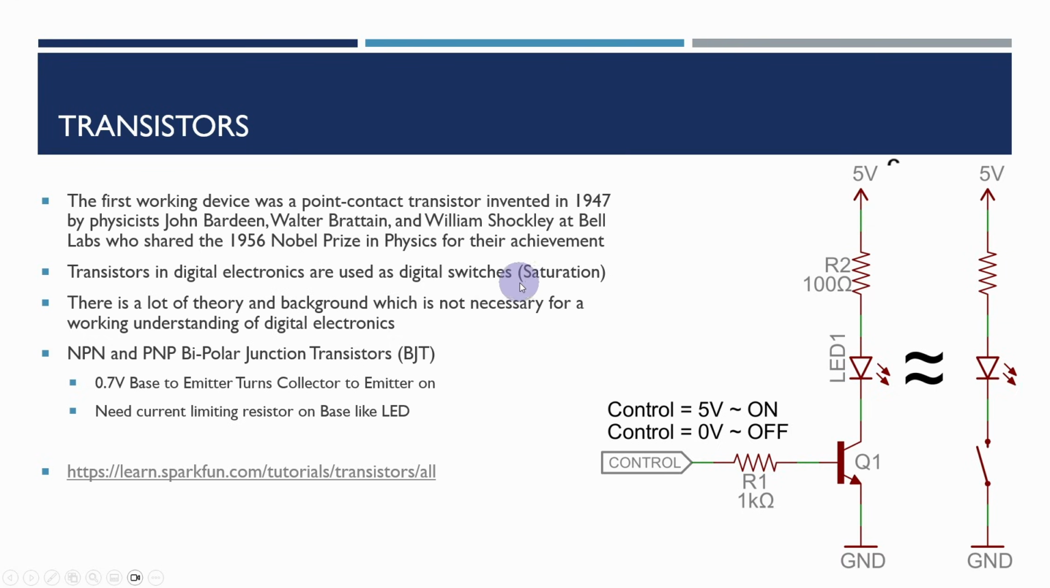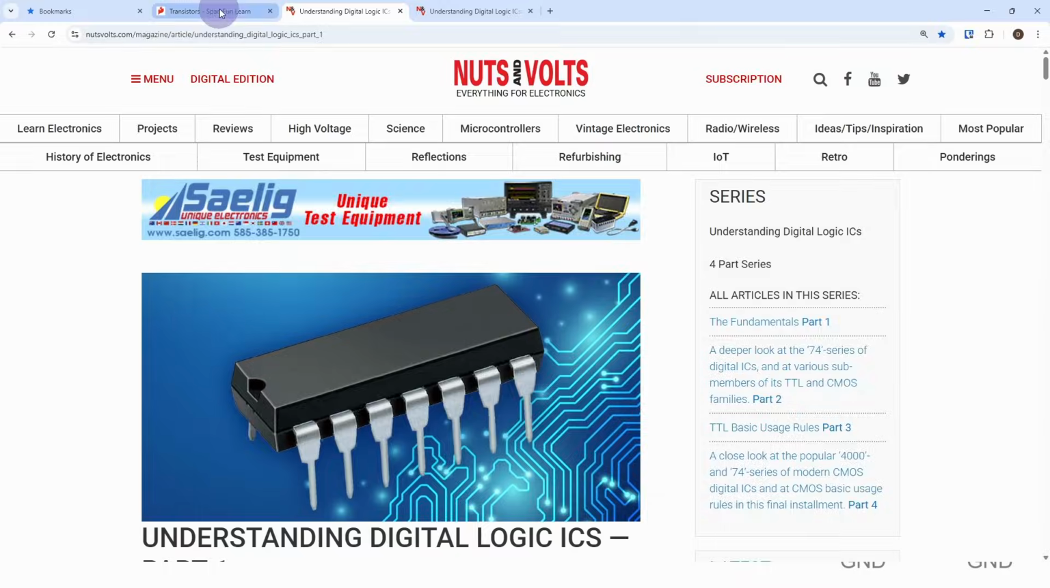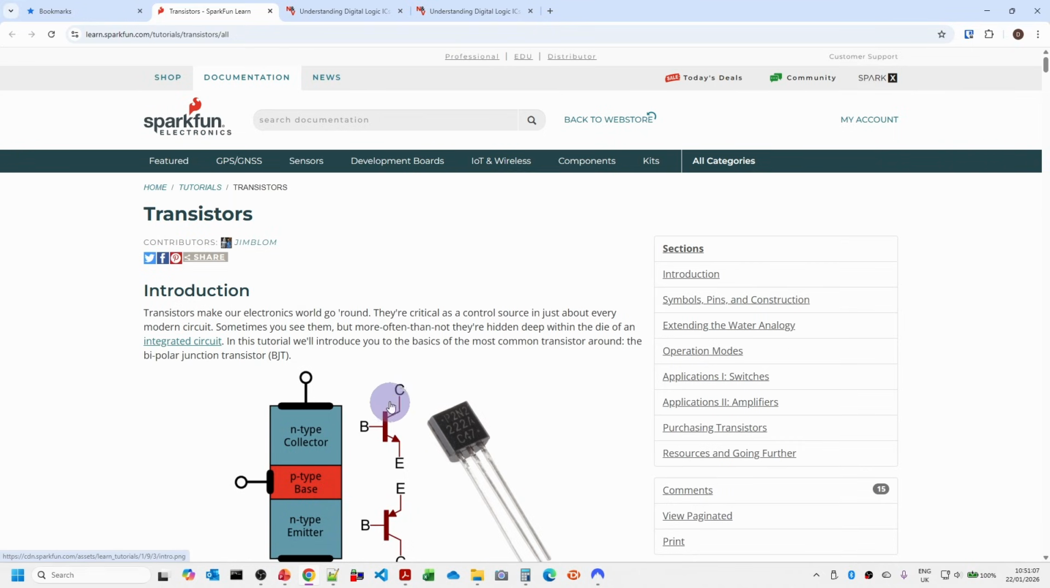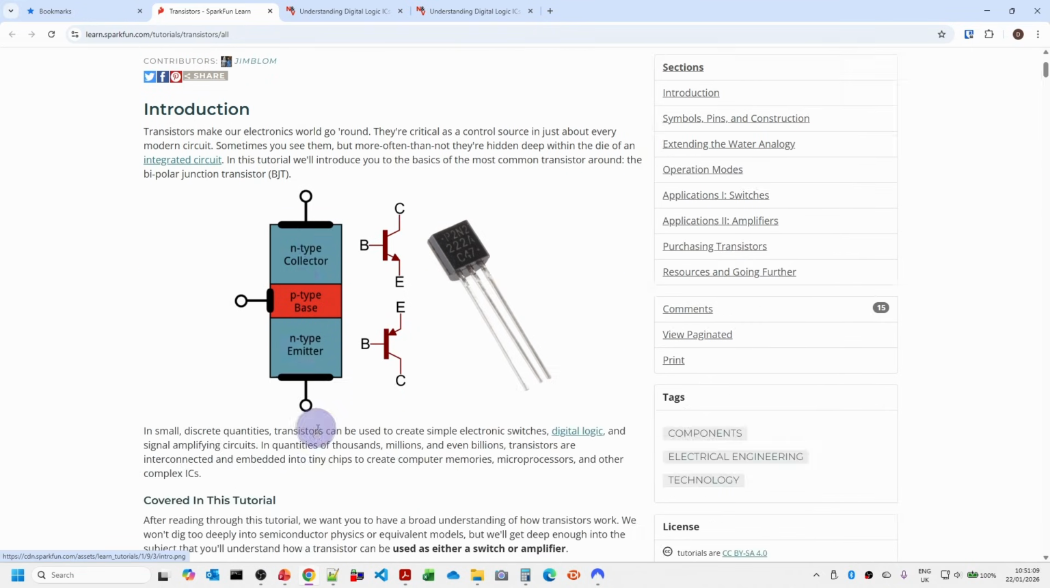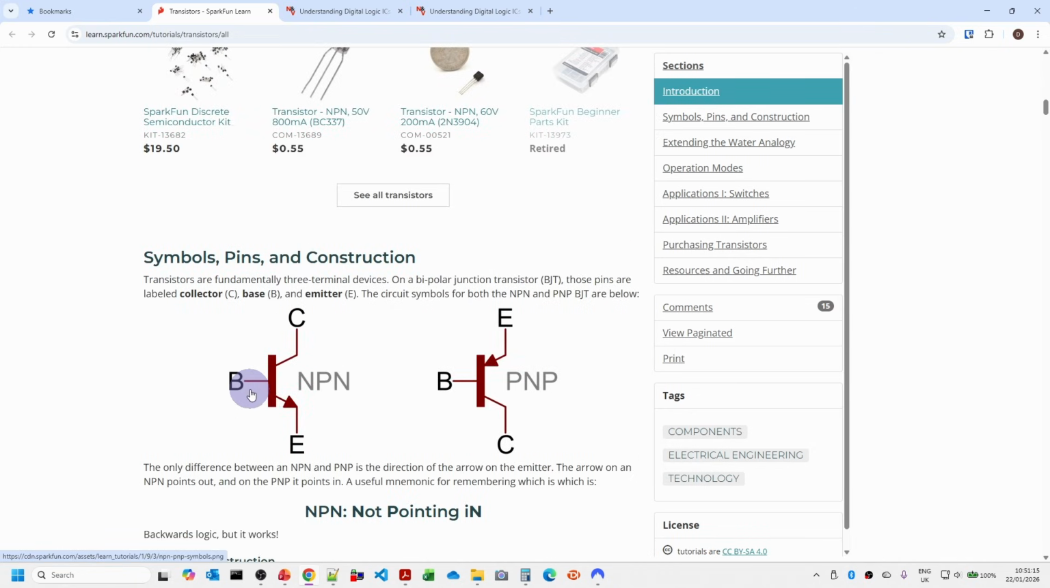There is a lot of theory and background to do with transistors, all about the way they're made and all the different N and P type layers and things. We don't really need to know much of that to get a working understanding of them for digital electronics. And if we actually look at this SparkFun tutorial, it will take you through the different types of semiconductor, so the N type and P type, the symbols and pins.